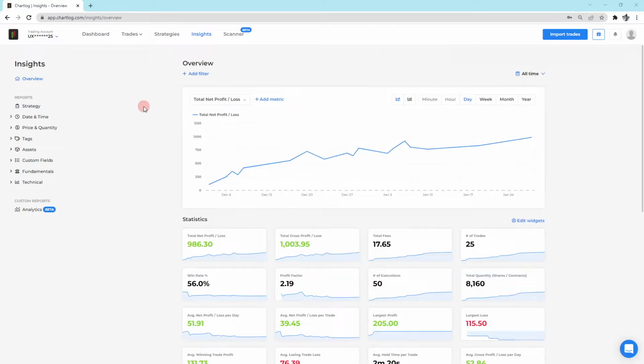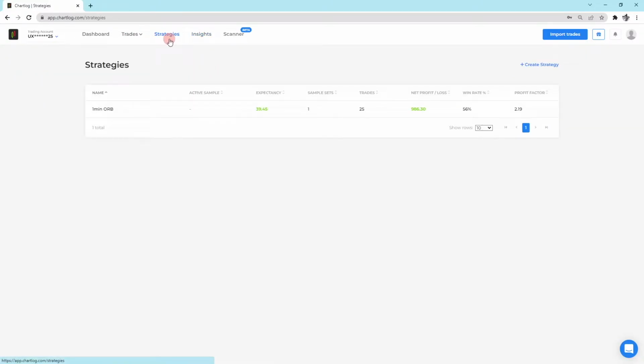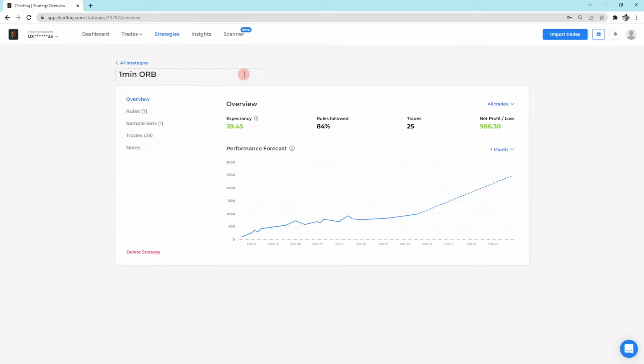If you want to know even more about one specific strategy, you can go to the strategies tab, choose the strategy you want to know about, in this case the 1 minute opening range break, and you will see a chart showing how much money you made and what kind of time trading this strategy. Chartlock will also extrapolate into the future how much you will make if you keep trading this strategy the way you are. It shows you your average expectancy per trade, what percentage of rules you followed overall, how many trades you took, and your net profit and loss.